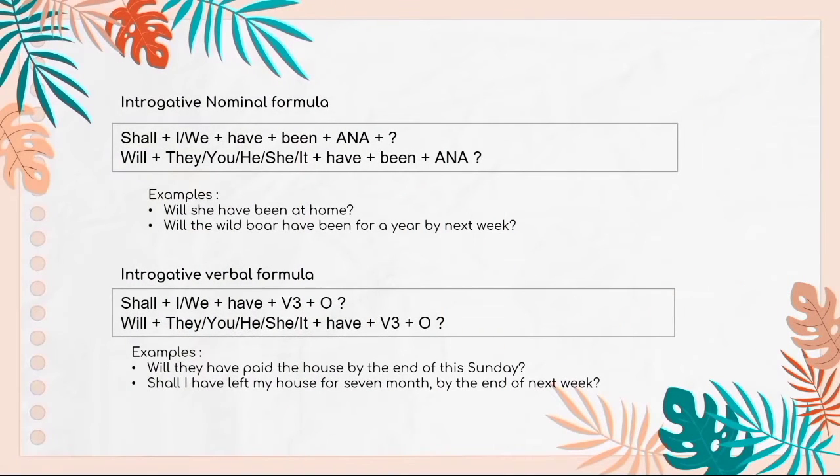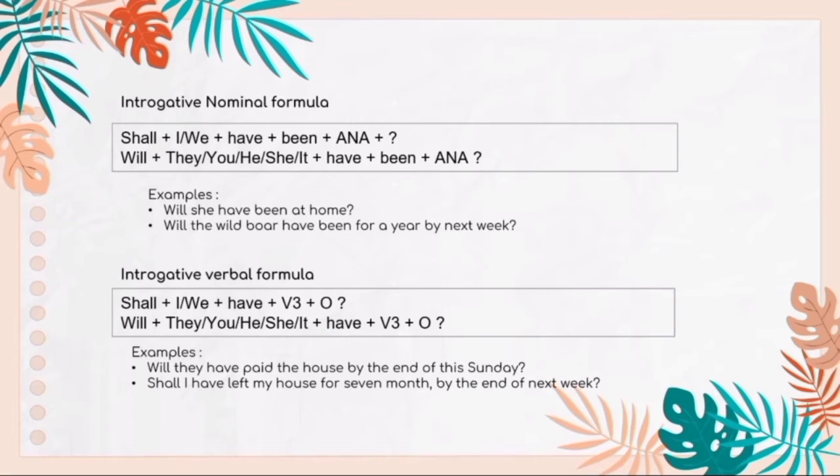Interrogative nominal formula: shall plus I or we plus have been plus adjective, noun, or adverb, and don't forget to add a question mark. Will plus they, you, he, she, it plus have been plus adjective, noun, or adverb. Examples: will she have been at home? Will the white door have been here for a year by next week?